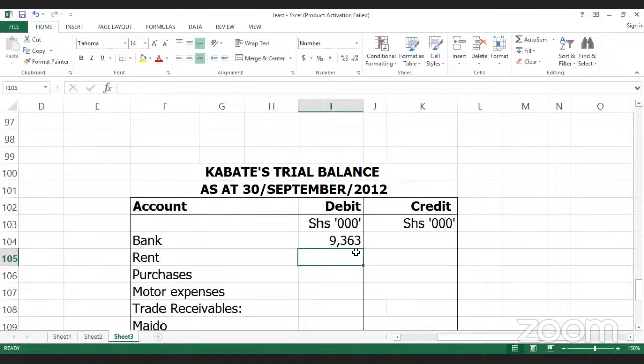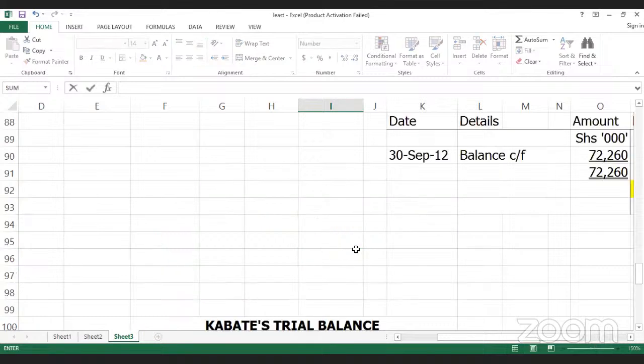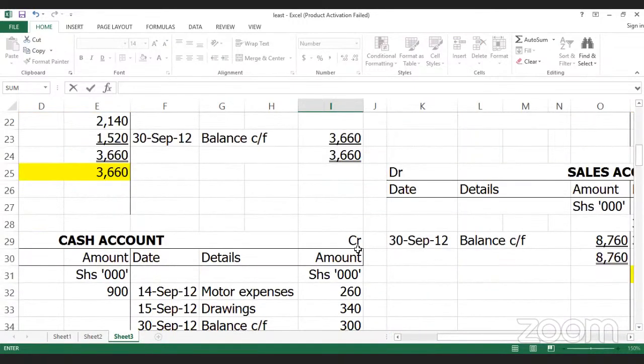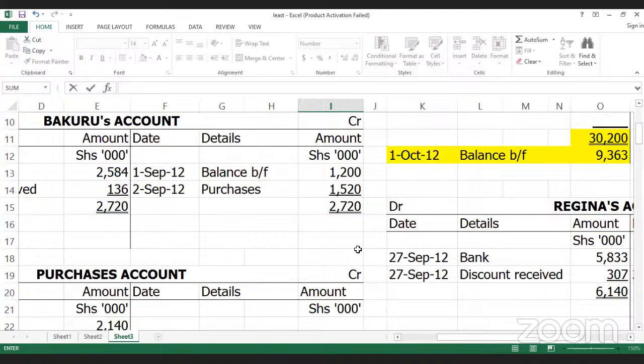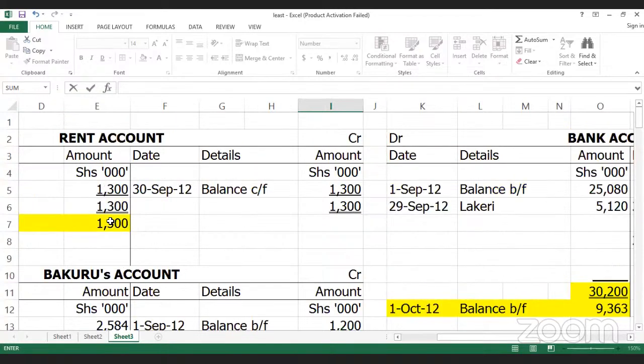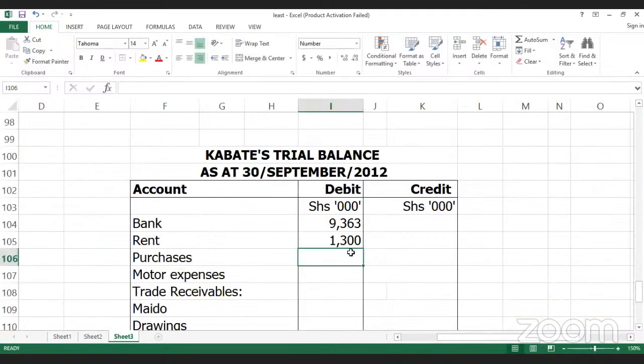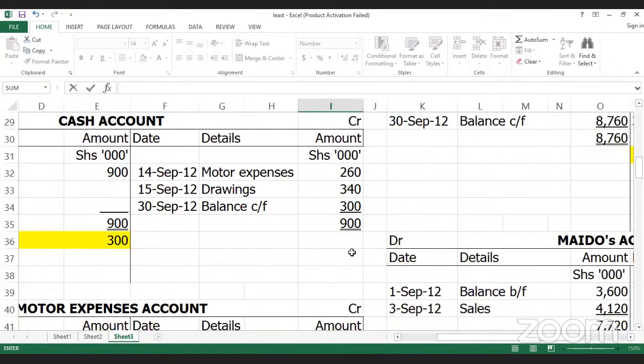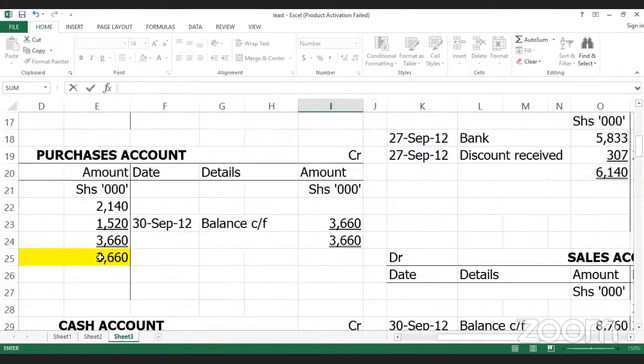How much is the rent account balance? It should also be a debit balance because it's an expense. Check your rent account, members. Rent is 1,300. Okay. Then the purchases. How much is the balance for the purchases? Those are the balances brought forward, after balancing the account. Purchases, debit balance, 3,660,000.